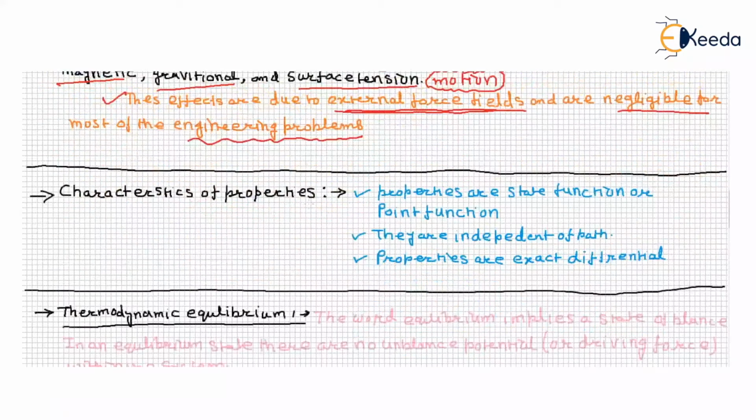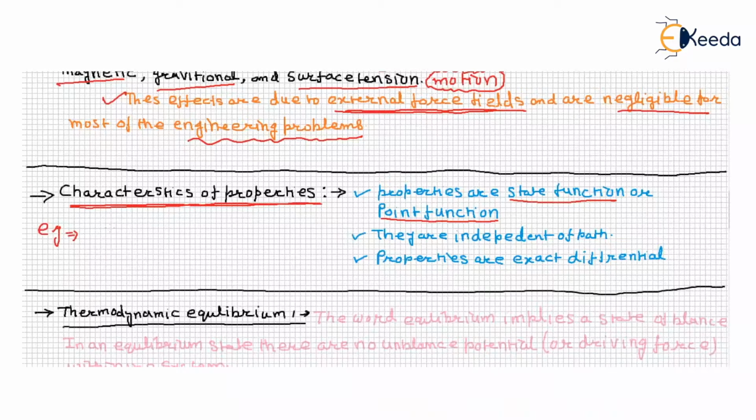Next is the characteristic of the system. What is the characteristic? Characteristic means khasiyat. Characteristic of the system, and the system is defined by properties. You can say the characteristic of properties. See, properties are state functions or point functions. If you select any property, they are state or point functions, independent of path, and properties are exact differentials.